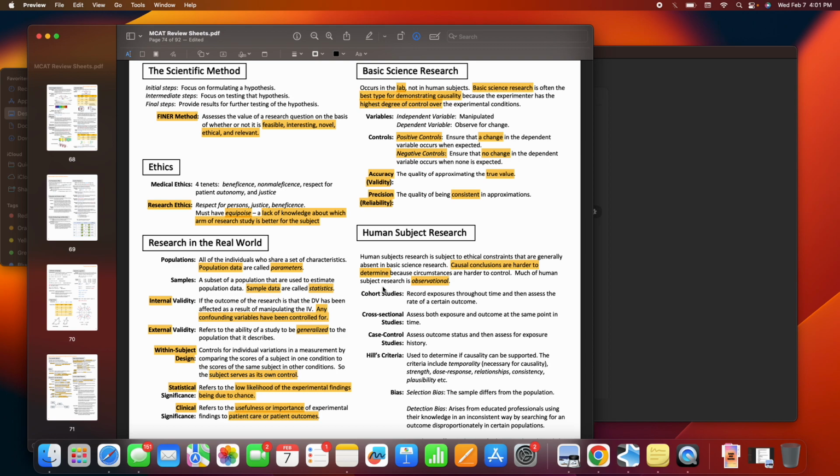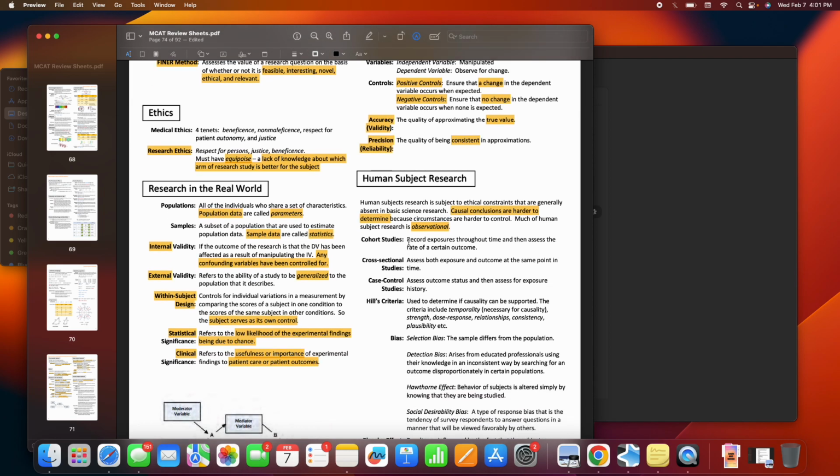Much of human subject research is observational. Cohort studies record exposures throughout time and then assess the rate of a certain outcome. So with a cohort, you just have a group, you record exposures throughout time, then assess the rate of a certain outcome.